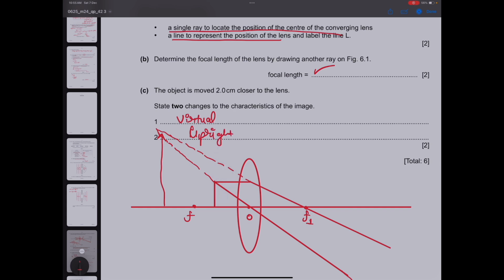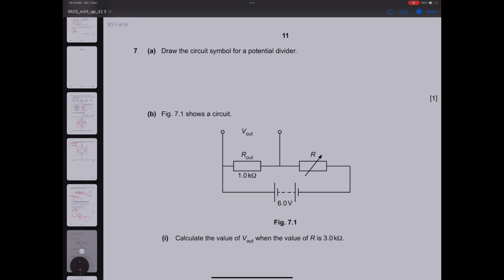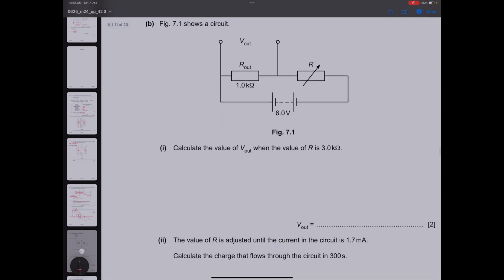All right, now draw the circuit symbol for a potential divider. It's a box with an arrow going like this, and just do two connections here. Right? Now, calculate the value of V out when the value of R is this. See, we know the formula for potential divider is V out is equals to V in divided by R total. You might have studied a different form of it, but I use this formula. This is the easiest one.